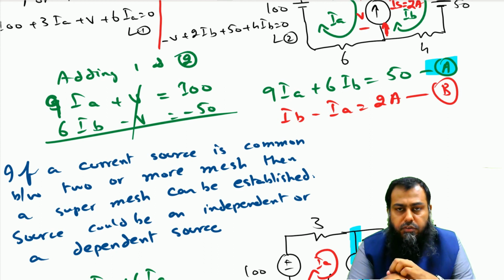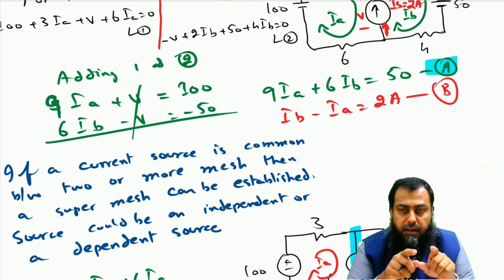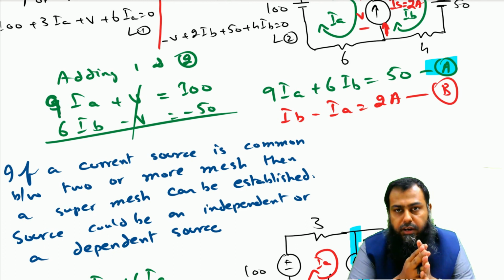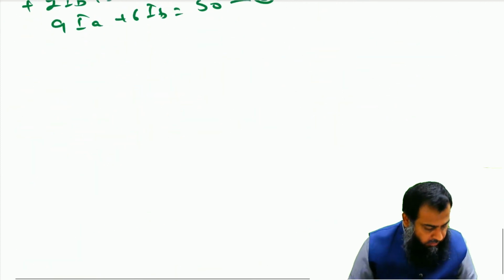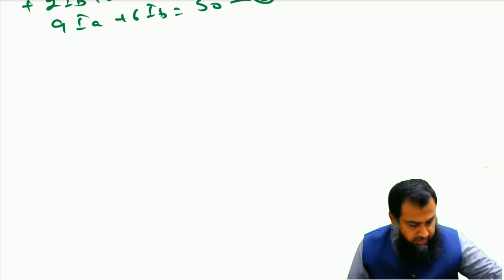Remember that this concept of super mesh can only be applied if there is a current source common between the two adjacent meshes. If there is a current source, independent or dependent, it does not matter, but we cannot do it if we have a voltage source common between the two meshes. So that's all for this mesh current analysis method.